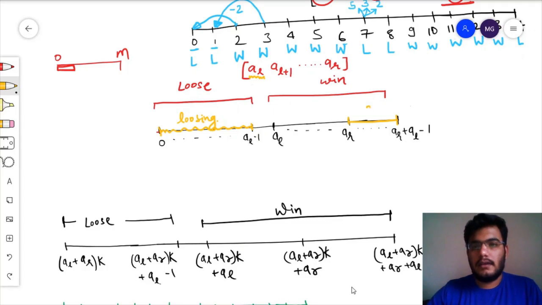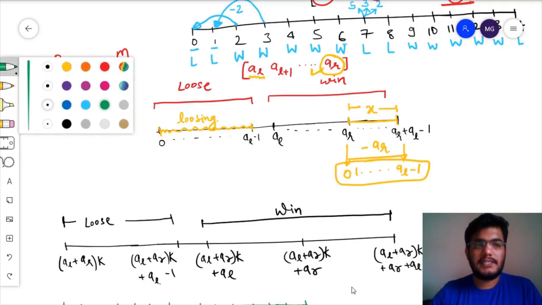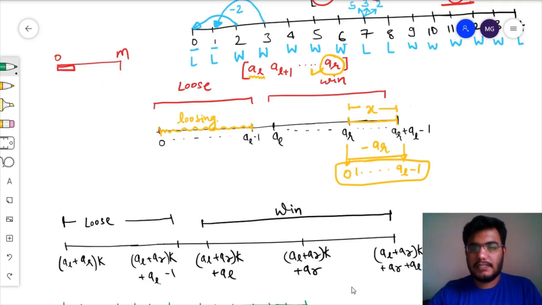Now our X ranges from A_R to A_R plus A_L minus 1. As the number A_R is present in the subarray, we can apply this operation. So if we apply the operation where we subtract A_R number of objects from the file, what will we obtain? We will obtain a number ranging from 0, 1, and the maximum would be A_L minus 1. So if our X ranges from A_R to A_R plus A_L minus 1, then after removing A_R number of elements, we would reach a point which has 0, 1, up to A_L minus 1 objects in the file. And we can see that 0, 1, up to A_L minus 1, these all are losing states.